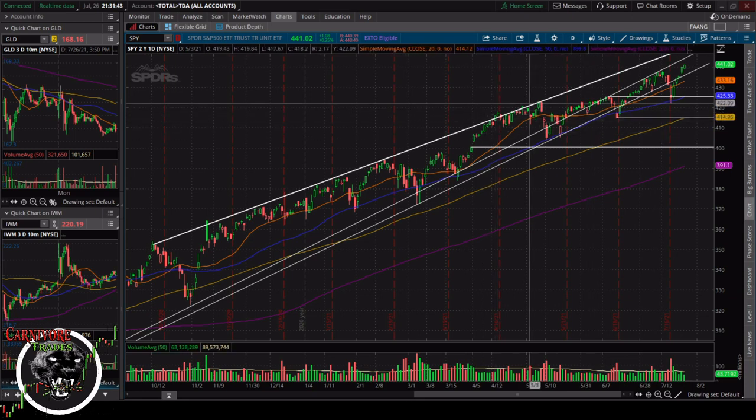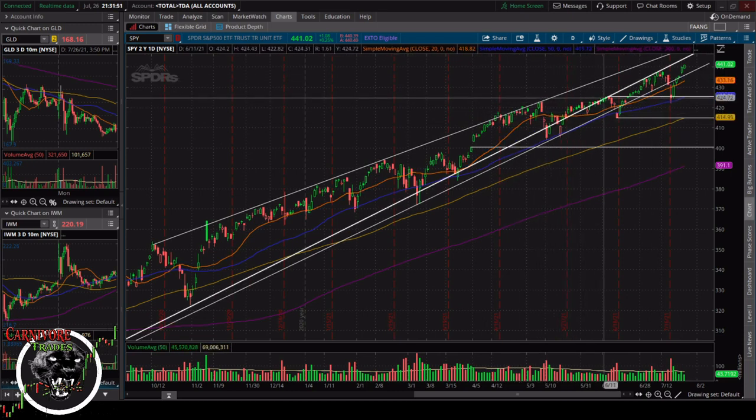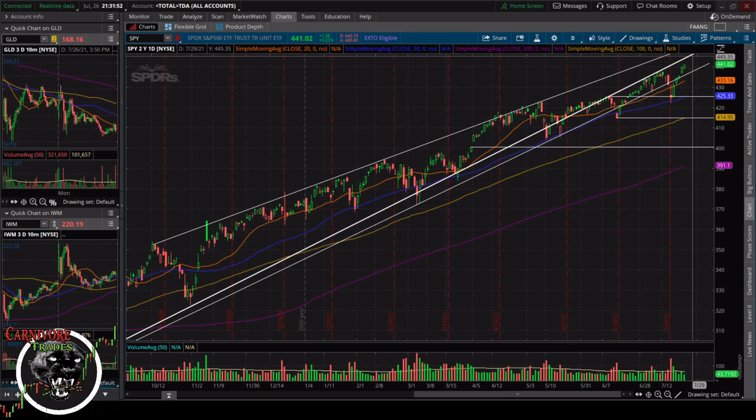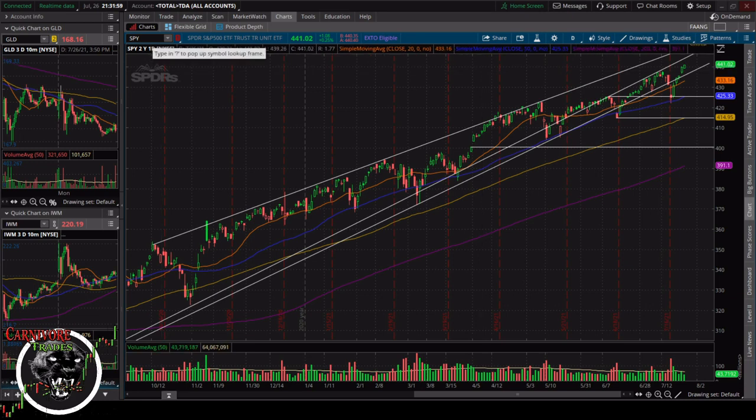Now this upper trend line here is a more master level. But you notice how the market has respected this, and it wouldn't surprise me if we found resistance here before we even got to the upper trend line. So that's just something I want to share.